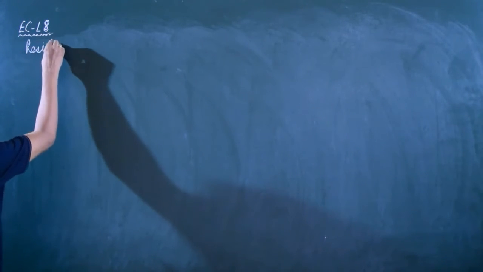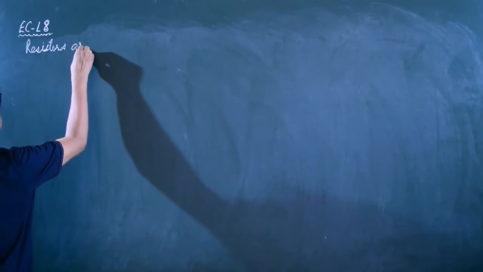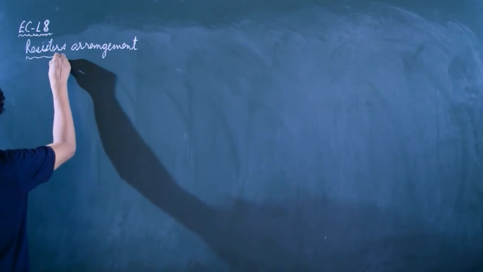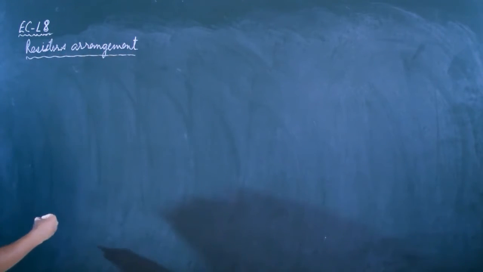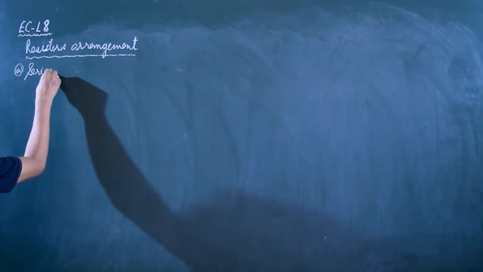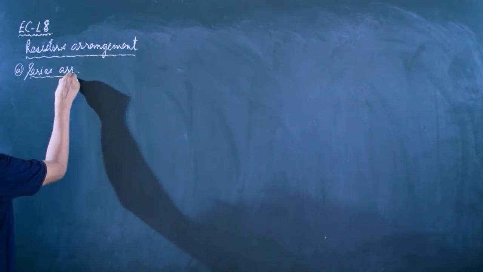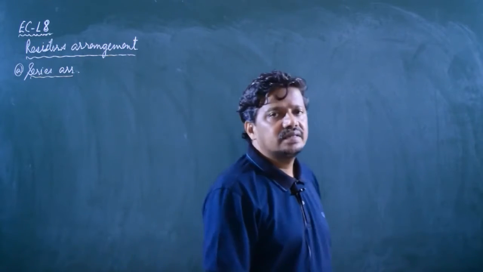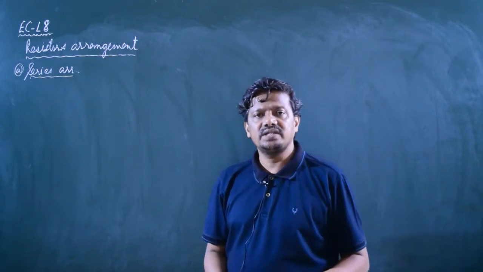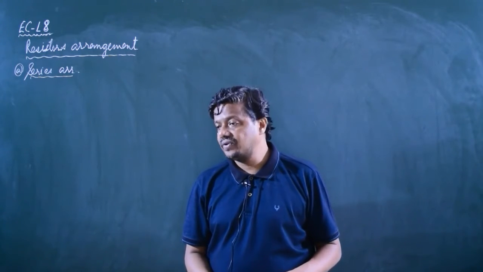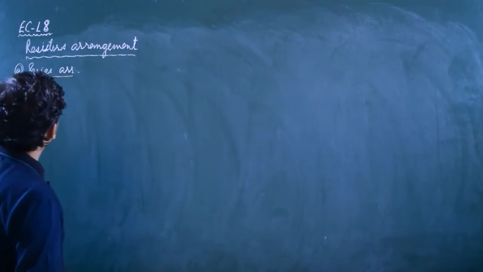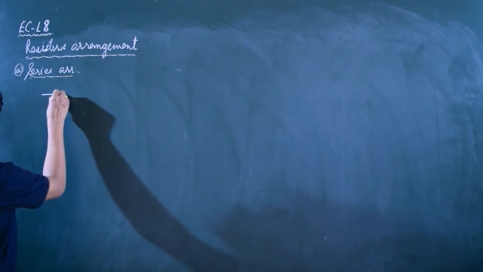Now come to the next part, resistors arrangement. Firstly we come to the series arrangement of resistors. In case of series arrangement, all the elements are connected with a single conducting wire. Current across each resistor will be equal, and potential drops will be different, which will be equal to the algebraic sum of all the potentials.